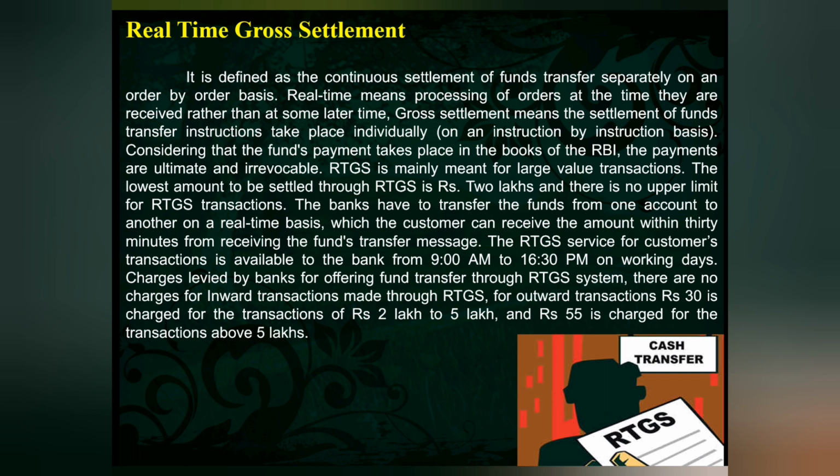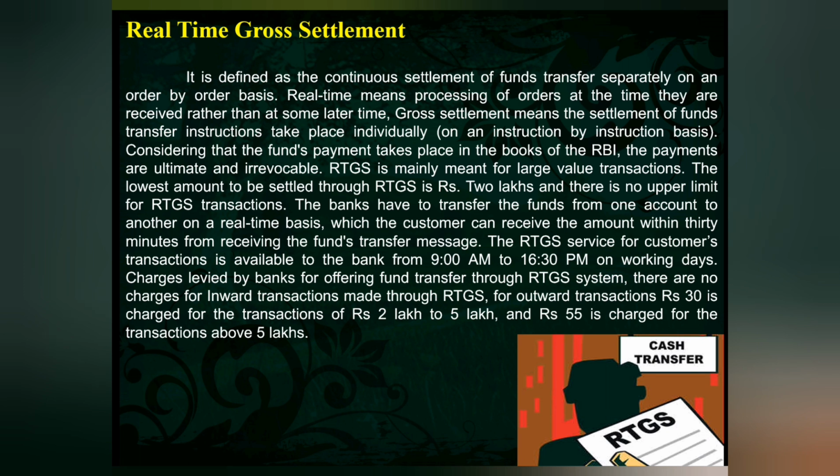Considering that the funds payment takes place in the books of RBI, the payments are final and irrevocable. RTGS is mainly meant for large value transactions. The lowest amount to be settled through RTGS is rupees 2 lakhs and there is no upper limit for RTGS transactions. The banks have to transfer the funds from one account to another on a real time basis, so the customer can receive the amount within 30 minutes from receiving the fund transfer message.